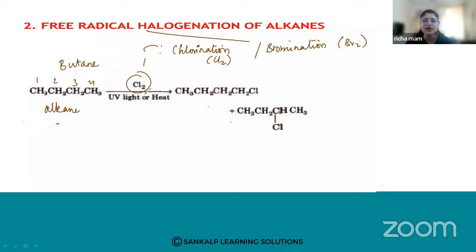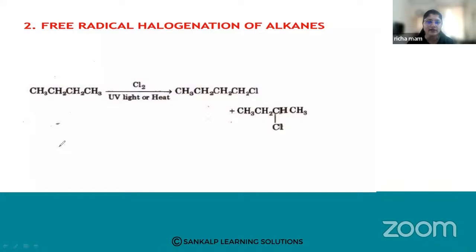So what will we get? We will get a mixture of mono, di and polyhaloalkanes, and these are very difficult to separate. Let me illustrate it here. I am going to take an alkane, CH3, CH2, CH2 and CH3. So this is butane. And I am doing chlorination.